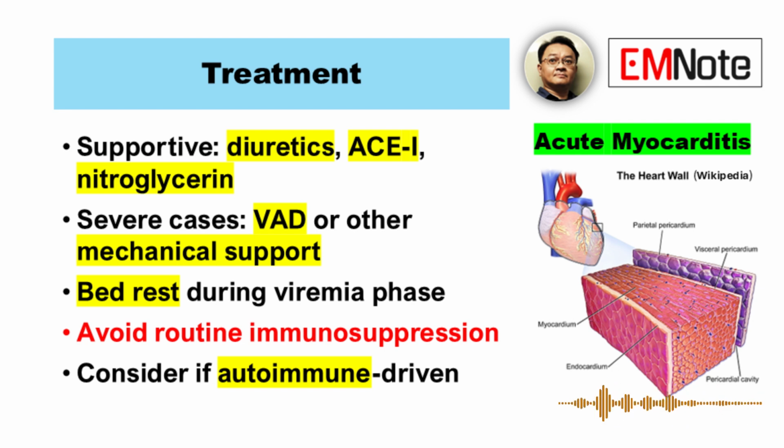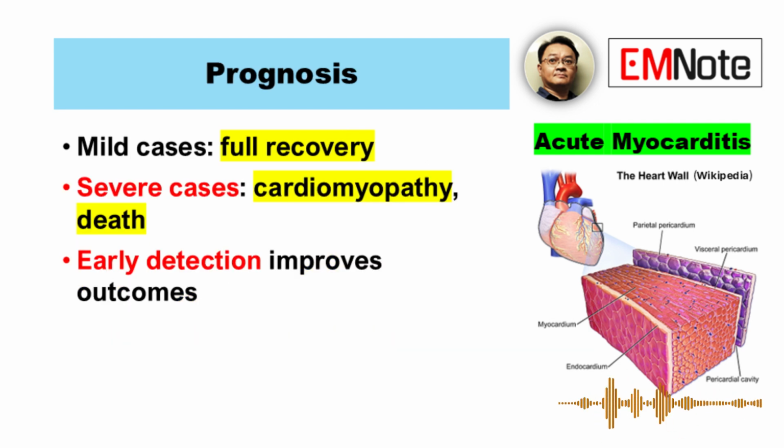Bed rest during the viremic phase is advised, particularly important for young athletes where sudden cardiac death can occur. Immunosuppression might be beneficial in cases linked to autoimmune disease, but it's not recommended for standard treatment unless there's clear evidence of immune-mediated pathology. Let's talk outcomes.